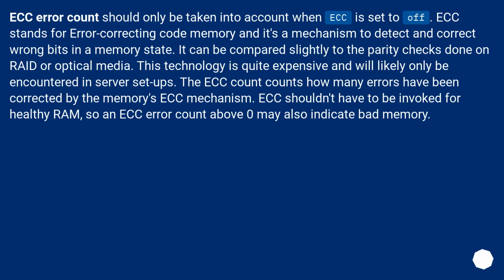ECC error count should only be taken into account when ECC is set to off. ECC stands for error correcting code memory, and it's a mechanism to detect and correct wrong bits in a memory state. It can be compared slightly to the parity checks done on RAID or optical media. This technology is quite expensive and will likely only be encountered in server setups. The ECC count counts how many errors have been corrected by the memory's ECC mechanism. ECC shouldn't have to be invoked for healthy RAM, so an ECC error count above 0 may also indicate bad memory.